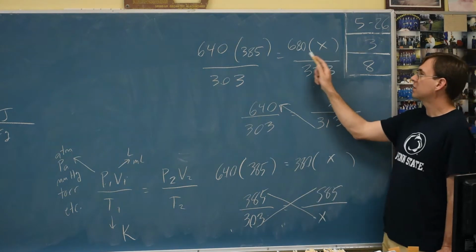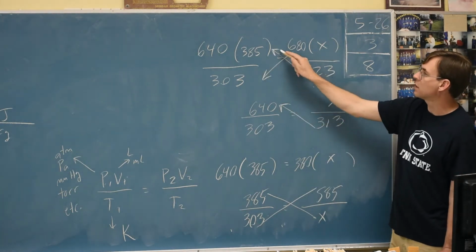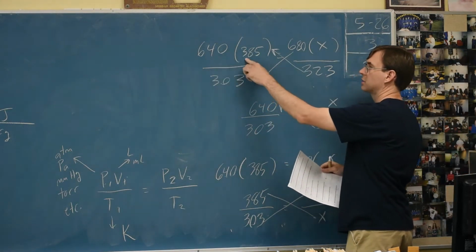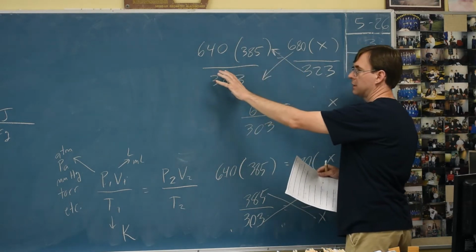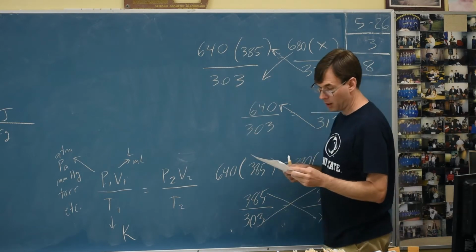If you're going to solve this for X, the 680 has to go and divide down. 323 has to multiply up. So I would do 640 times 385 times 323. Divide by 303 because it's on the bottom. Divide again by 680 because it's on the bottom.